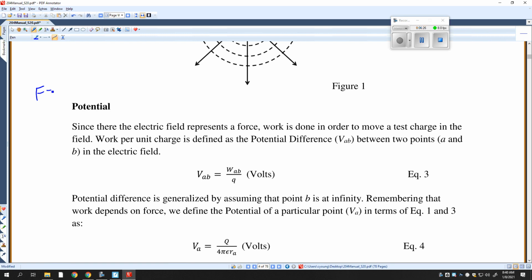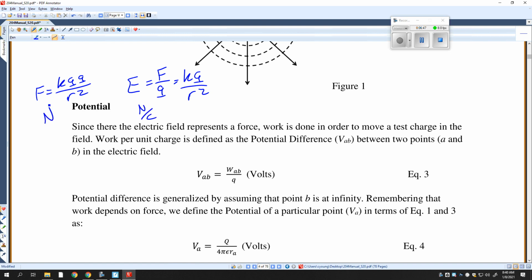So I have my force is kQq over r squared. My electric field is going to be a force per unit charge. So that's going to be kQq over r squared divided by q, or kQ over r squared. That is my electric field. It is a newton per coulomb, or a force per charge.